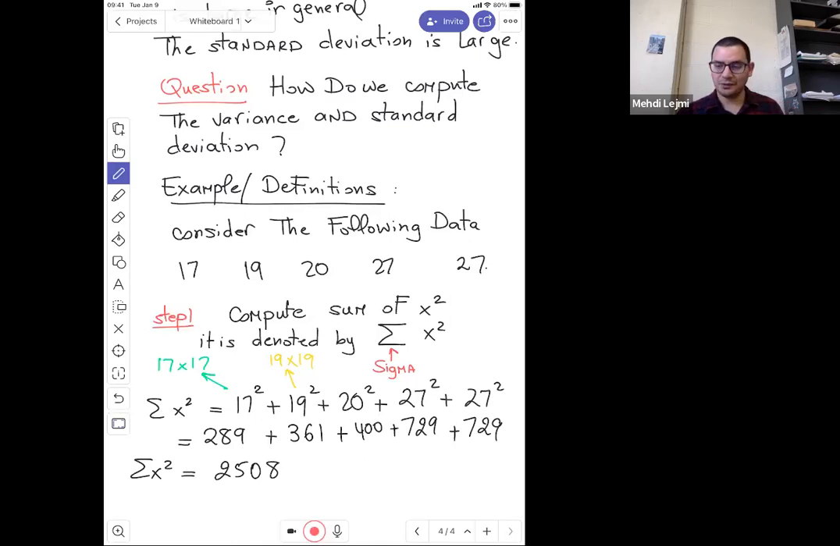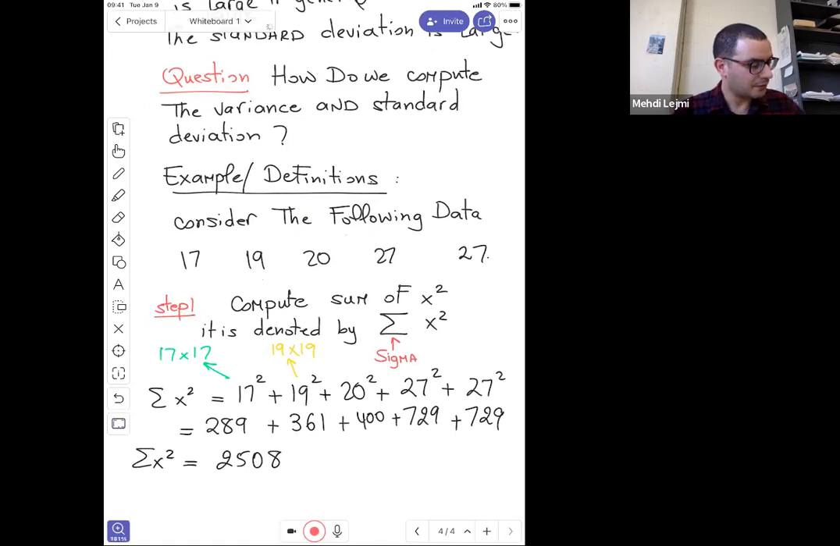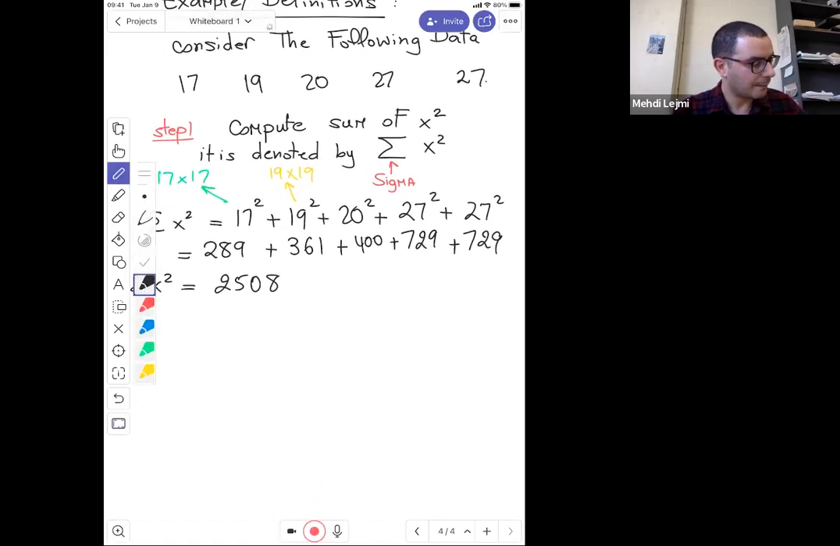That's the first step. Okay, we are not done yet. So the first step, second step. So we need to follow these steps all the time. Whenever you want to compute a variance or standard deviation, these are the steps you need to follow. All right, so we have the sum of X squared.